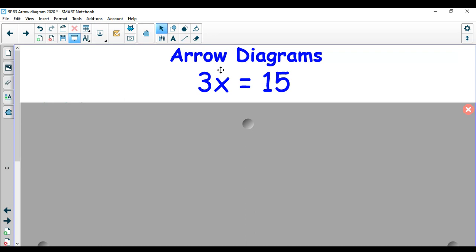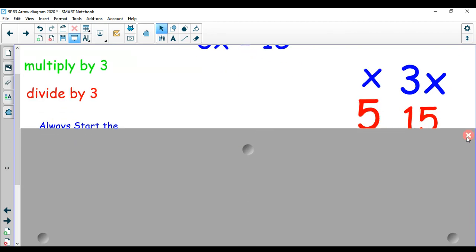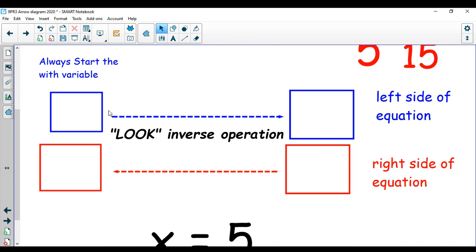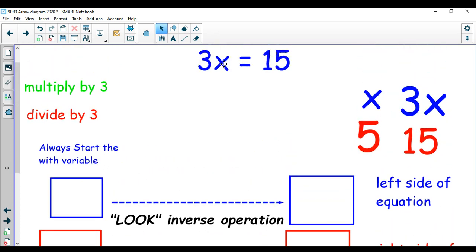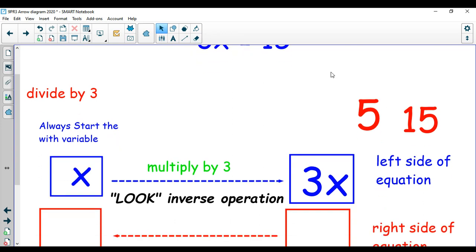Arrow diagrams, 3x equals 15. So that's all the stuff I'm going to use, but when I look at, and this comes straight from your notes, here's my setup. I always start with a variable. So what variable do we have? We have x. So I put x in my square. And then I draw an arrow to it. What do I do to that x? I multiply by 3. So when I go 3 times x, I get 3x. That is the left side of my equation.